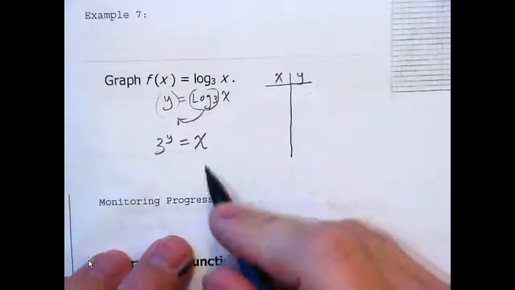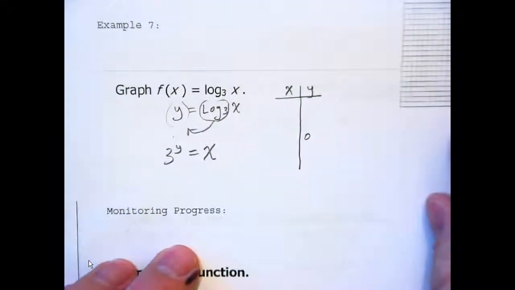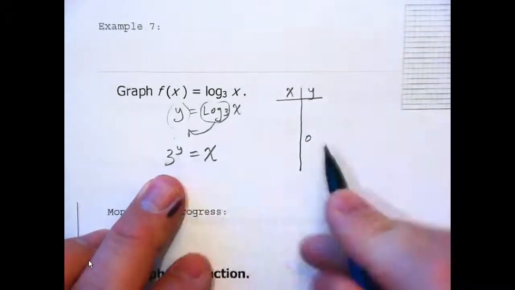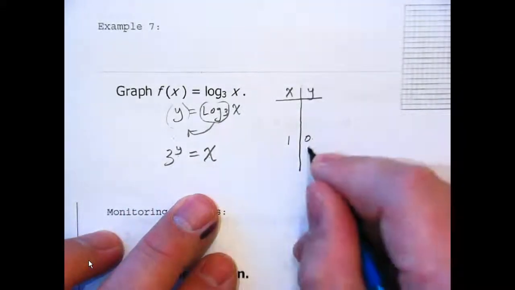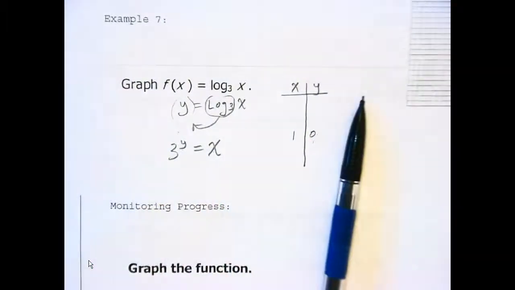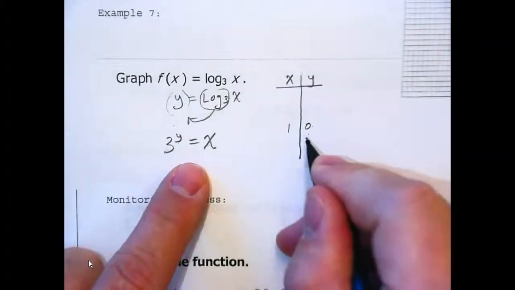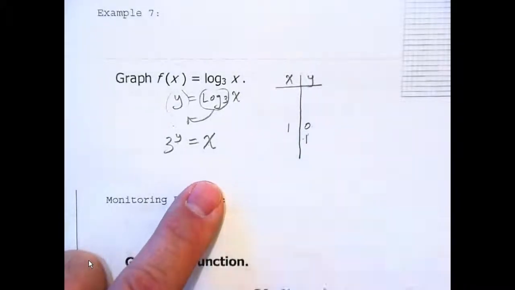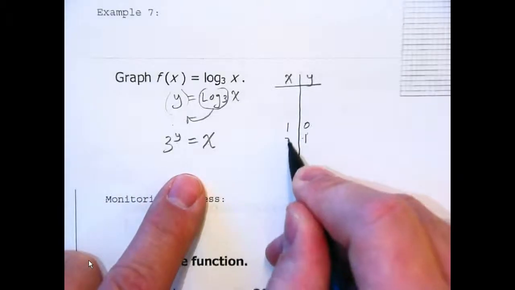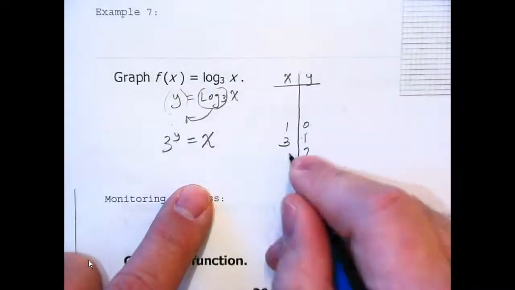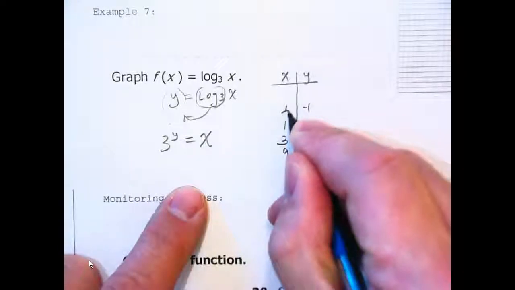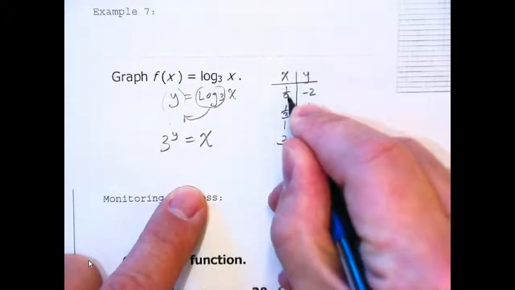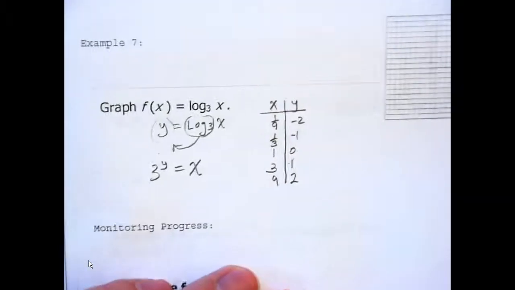Now, does everyone see why I pick values for y and solve for x? Because in this format, I probably do it because I learned it that way in high school. But 3 to the power of y, when I put 0 in, I get 1. So x is 1. And when I put 1 in, 3 to the power of 1 is 3. I put 2 in, I get 9. It's kind of backwards, so you have to train your mind. Negative 1 would give me 1/3, and negative 2 would give 1/9.